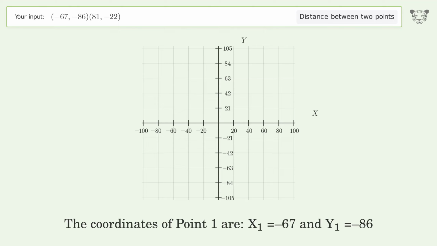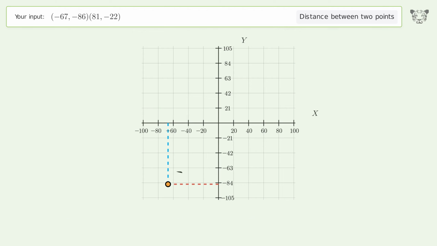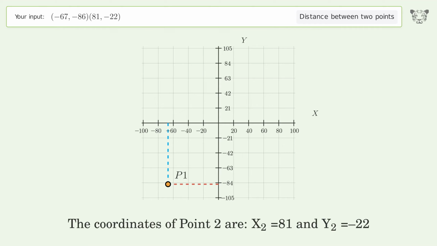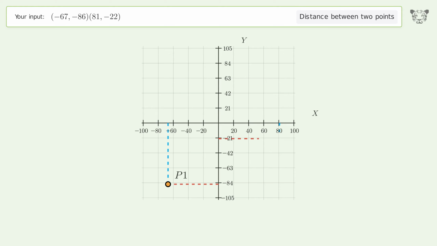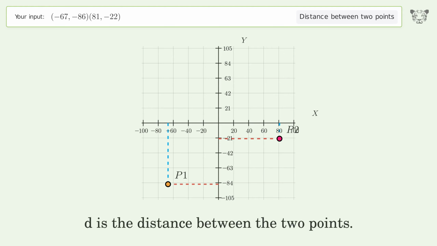The coordinates of point 1 are x1 equals -67 and y1 equals -86. The coordinates of point 2 are x2 equals 81 and y2 equals -22. D is the distance between the 2 points.